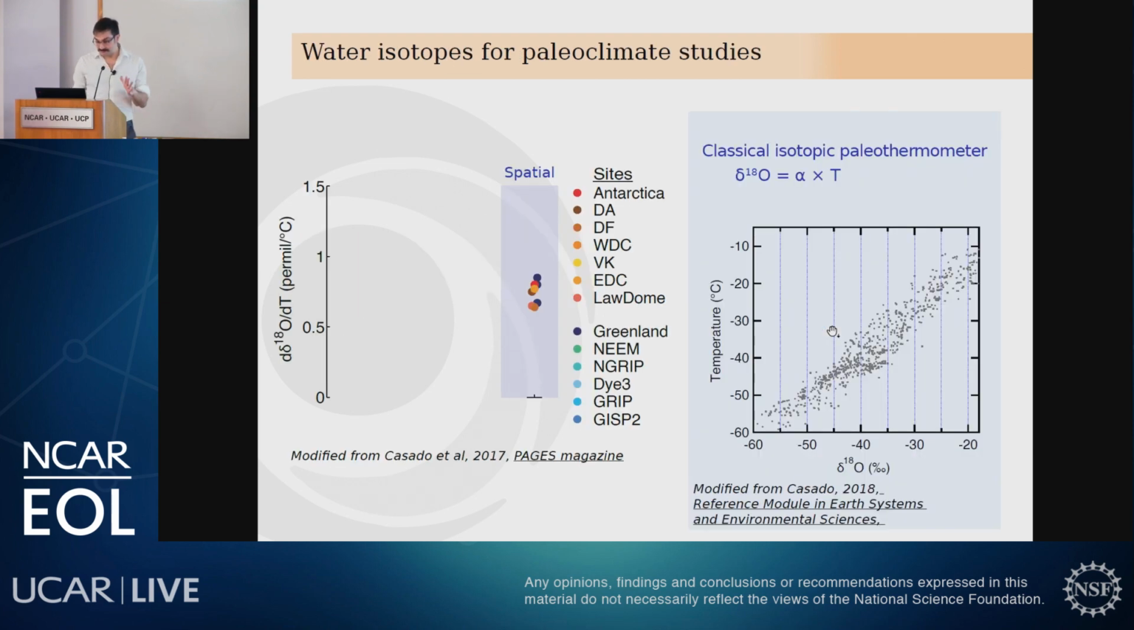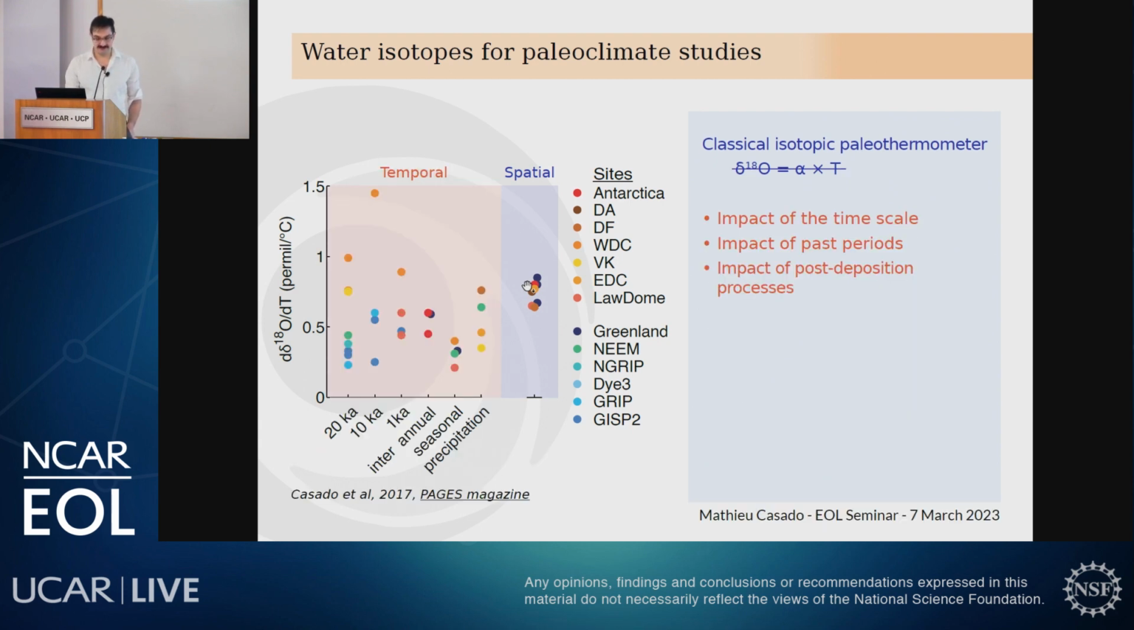Looking at all the spatial slopes across Greenland and Antarctica, we see a relatively consistent isotopic paleothermometer. But if we look into this on a temporal basis, things are not that easy. We can see, for example, for different areas, very different values in the precipitation. Then if we look across time scales, we also have a very large range of values for the delta 18O versus temperature relationship.